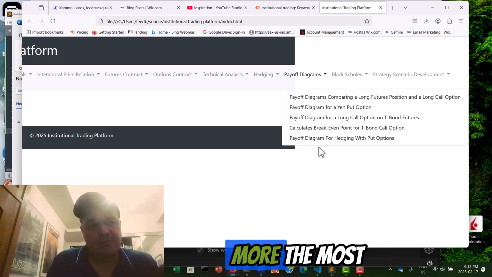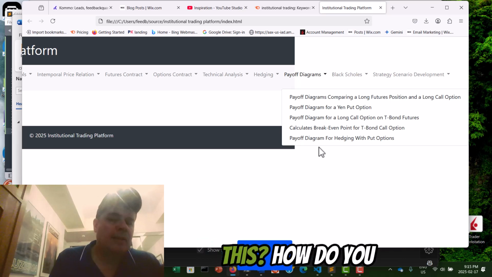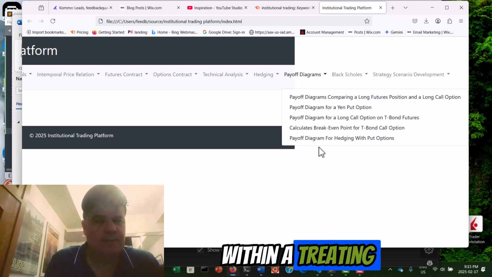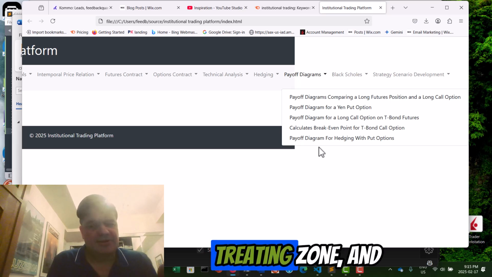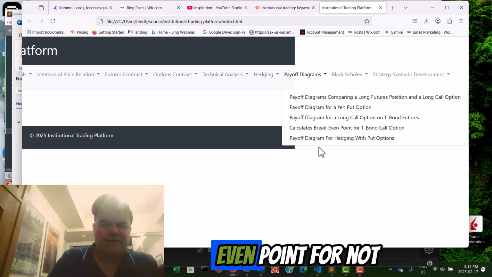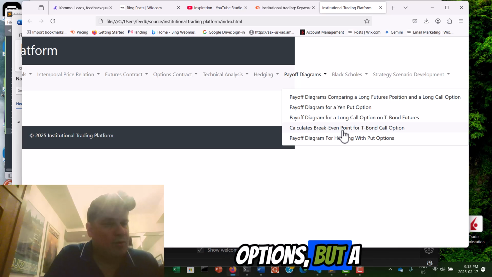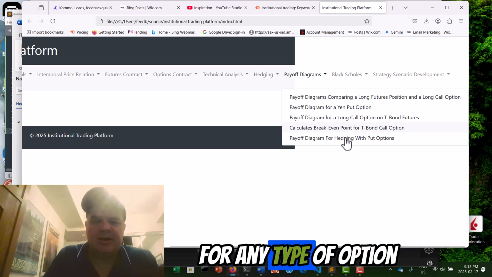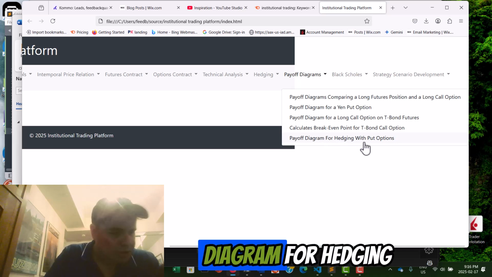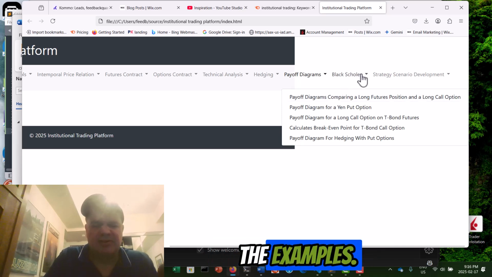We can also, which is the most important point here, where everyone asks, well, how do you measure this and how do you measure that? It's all about trading within a trading zone, a golden trading zone. And this is how we're able to measure the break even point for not just T-bond call options, but a breaking even point for any type of option we want to use. We can use a payoff diagram for hedging put options as well. That's just some of the examples.